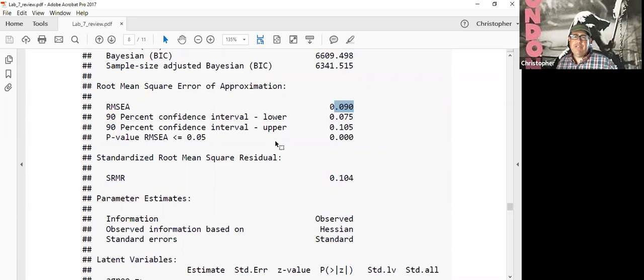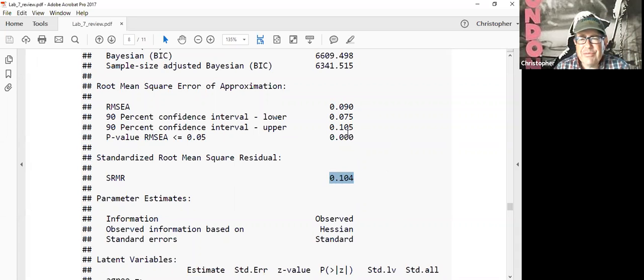SRMR, standardized root mean square residual. This is another index of how bad the model is, and I'd say it's again about the same criteria as the RMSEA, 0.05 being that value. That 0.05 is just coincidentally the 0.05. It has nothing to do with probability of 0.05. So another value saying, oh, we don't have a good fitting model.